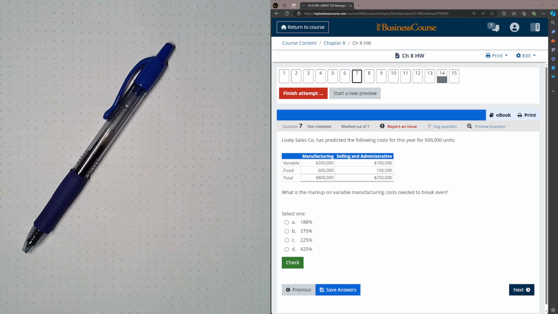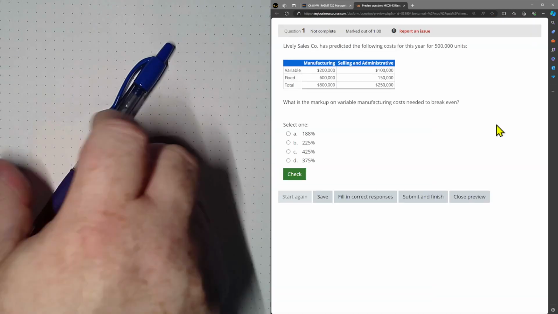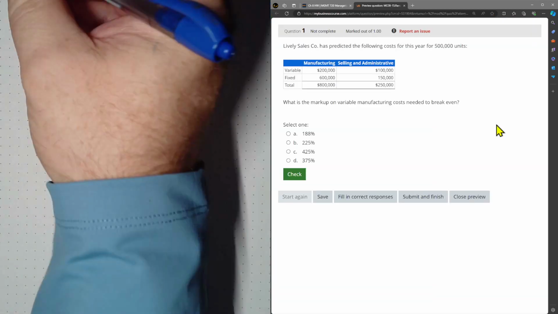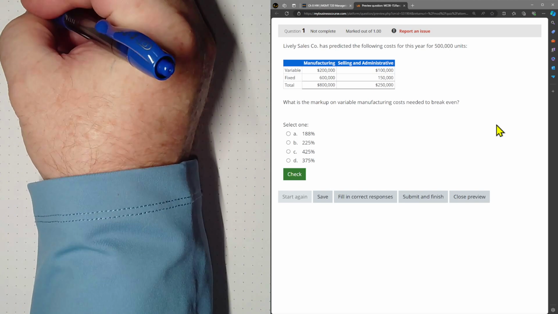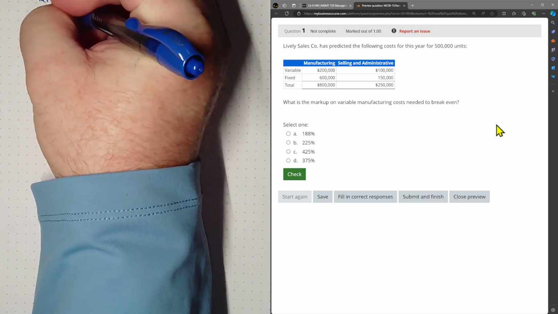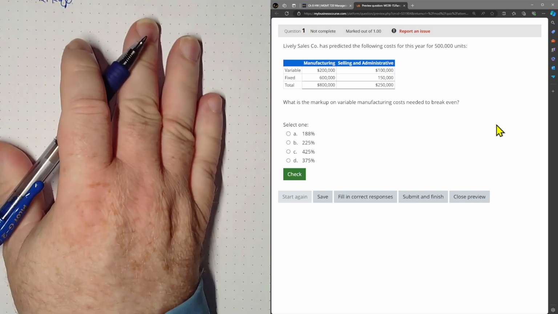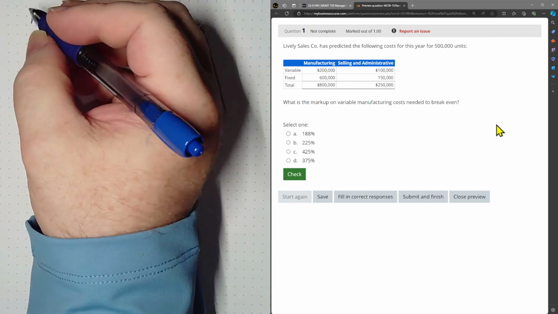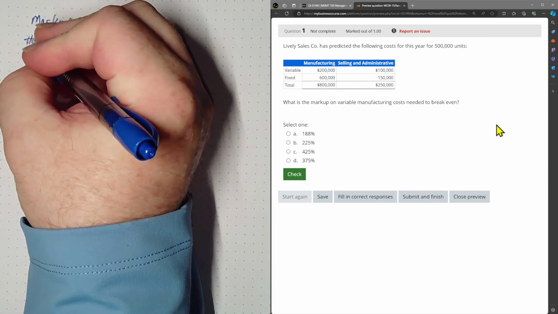Okay, our first one here is, let me bring it up. First one here is question number 7. It is one of the markup questions. Okay, so I'm just going to label this here. Markup questions. And there's 3 versions of this. And so here we've got number 7.